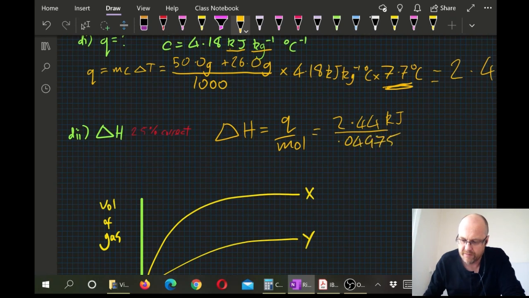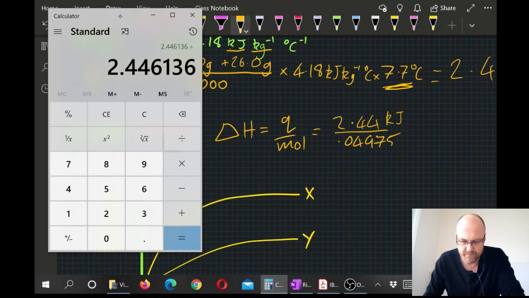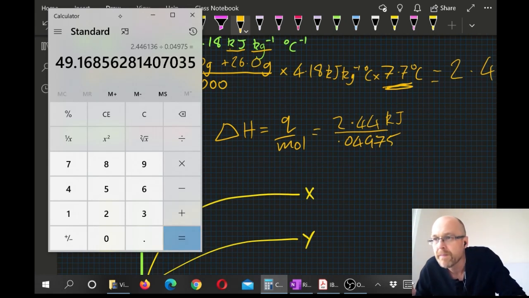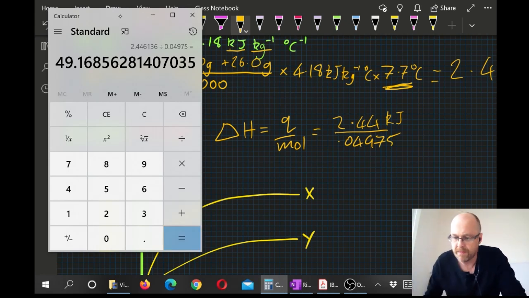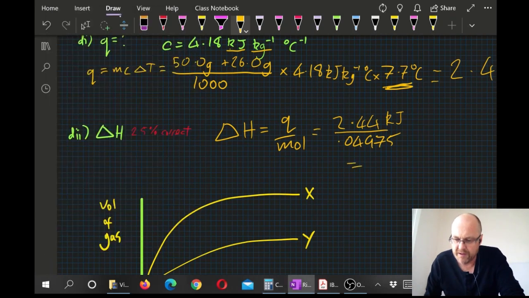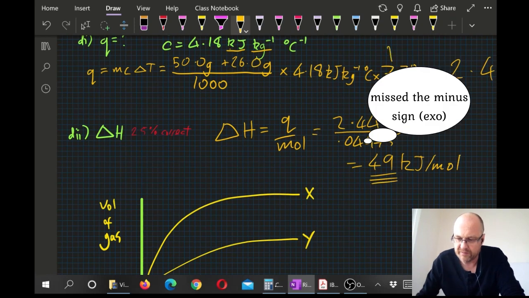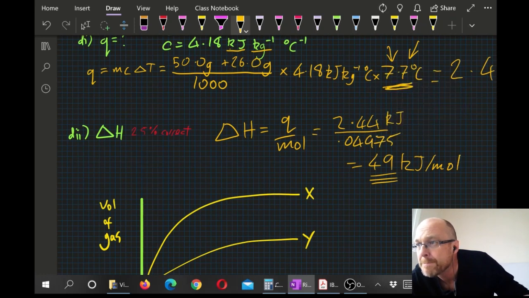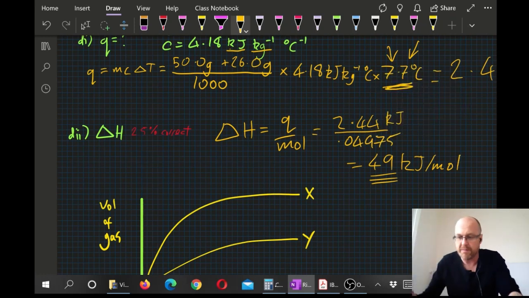0.04975. So that gives me 49. I think it was that. 49 kilojoules per mole. And I'm back to my 2 sig figs because of this 7.7. Do they care about sig figs today? If they do, they don't mention it in the mark scheme. Okay, next question.